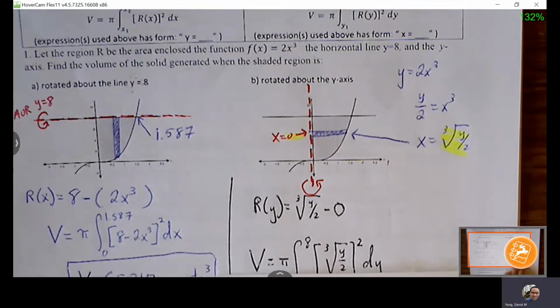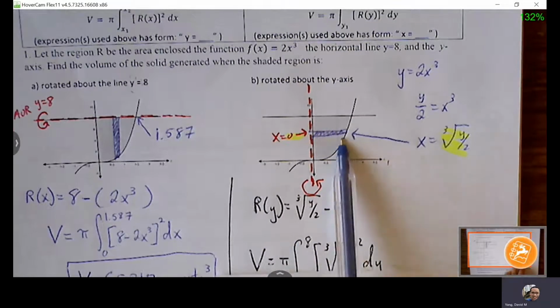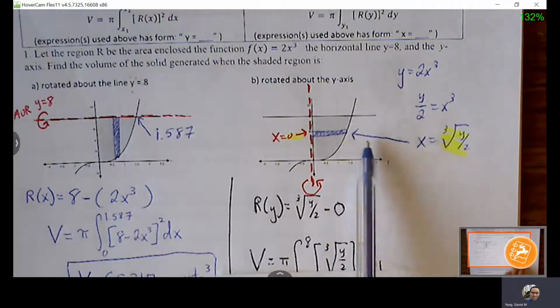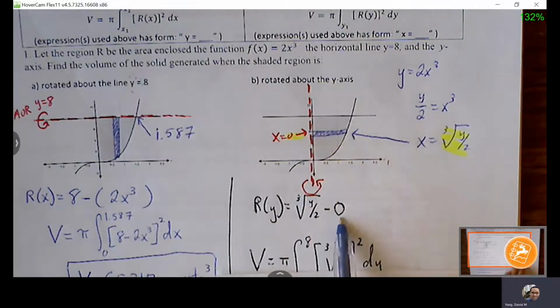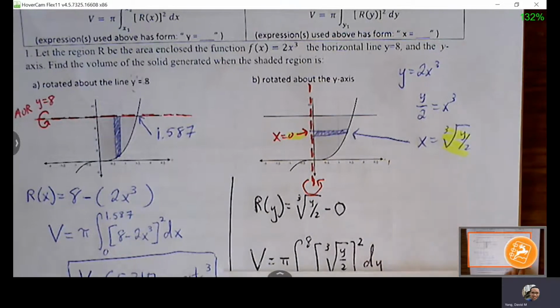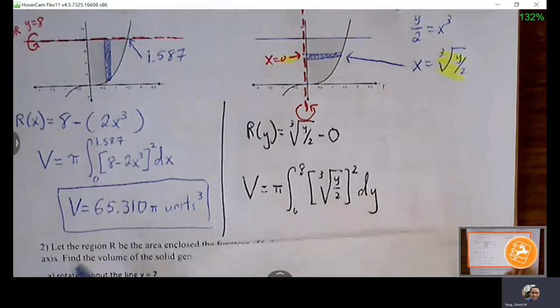Okay. So right minus left: the right endpoint of my radius is touching the curve, and the curve is the cube root of y minus 2. The left endpoint of my radius is touching the 0, so that's the left portion. All right, we set everything up.